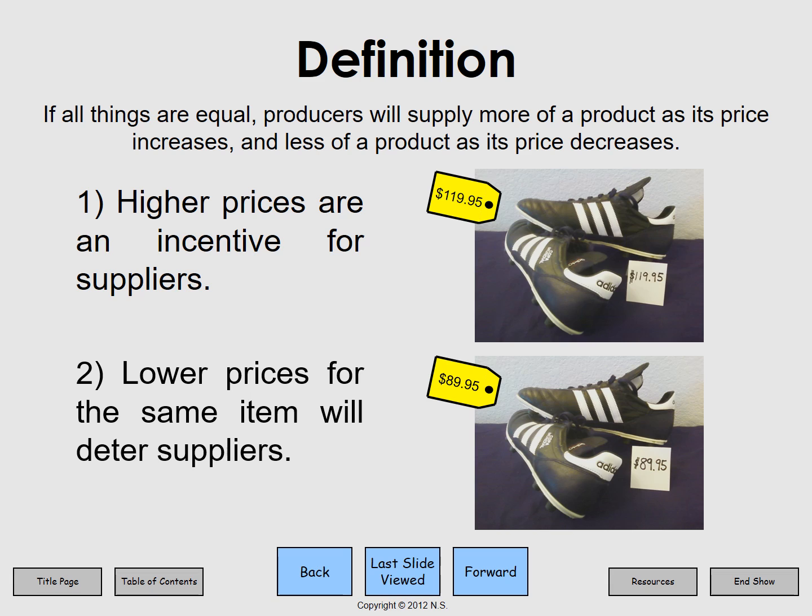So lower prices for the exact same item will deter suppliers. If I'm not going to make as much money on this product, then I am going to shift and move to something else. I don't want to waste my time making products that aren't going to make me the maximum amount of dollars, because when it comes to it, this is business. I'm trying to make as much money as possible.